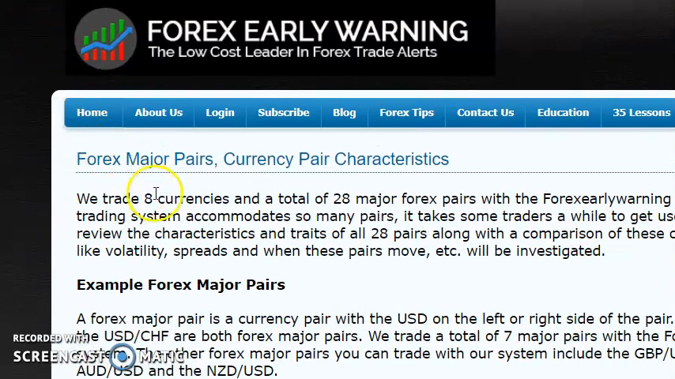So this is the major pairs plus the exotic currency pairs, 28 pairs total. And some of the currency pair characteristics like volatility and spread that you need to know for trading them.